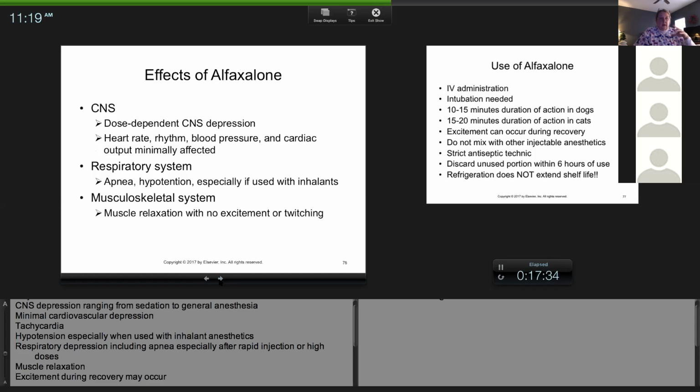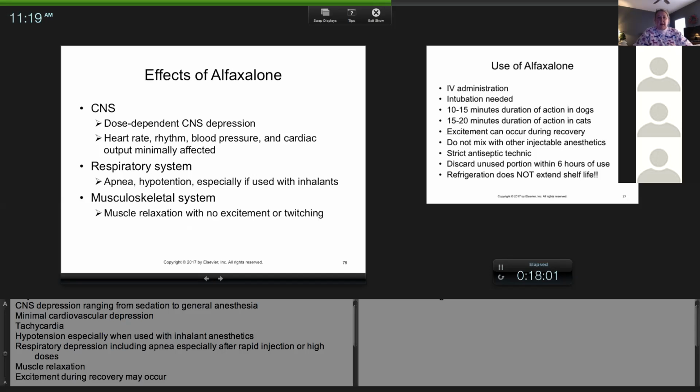But you give it the same way. Half of your calculated dose, give to effect. You get good CNS depression. And the other advantage, if I'm going to justify why I would pick Alfaxan over propofol, if I had 2 bottles in front of me, cost could be an issue. It's going to cost more. You have to charge the client more. So it could be a cost factor.